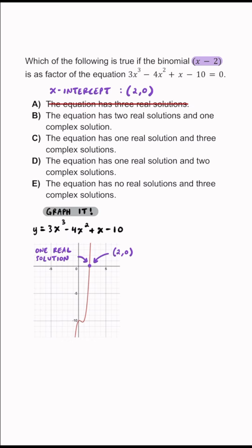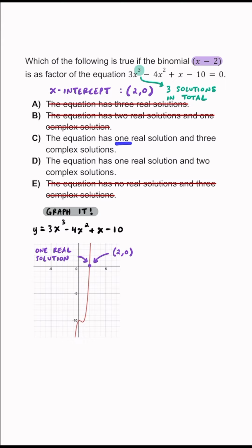That means A can't be right, B can't be right, and E can't be right. This equation has one real solution, so we can't say it has 3, we can't say it has 2, and we can't say it doesn't have any. Between answer choices C and D, we can actually just look at the degree of this equation to see which one makes more sense. Because this is a cubic equation, we can have a maximum of 3 solutions in total.